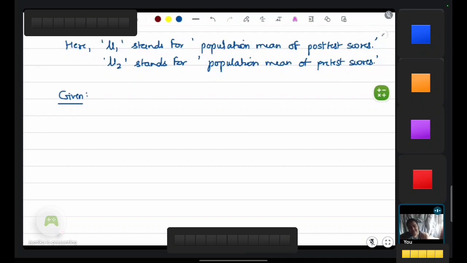So given is, firstly, let's write the means. I'll take the post-test mean first. So mean for, you can write sample mean also. I'm writing mean for post-test scores. And we've already decided we are denoting this as x bar 1. Now, main thing as always. I know I repeat many times, but it's very important to keep in mind.